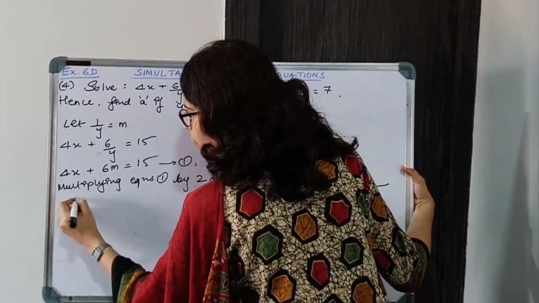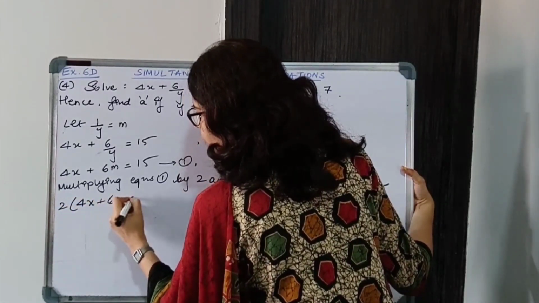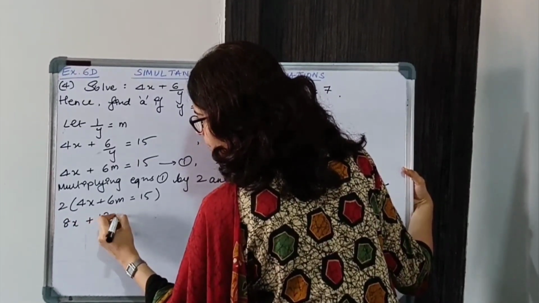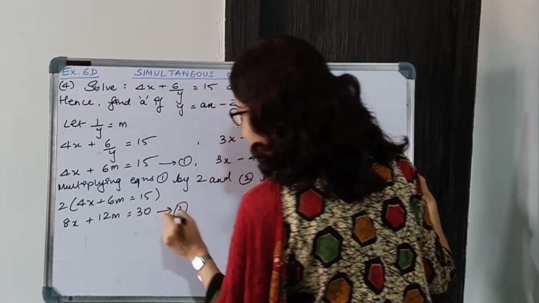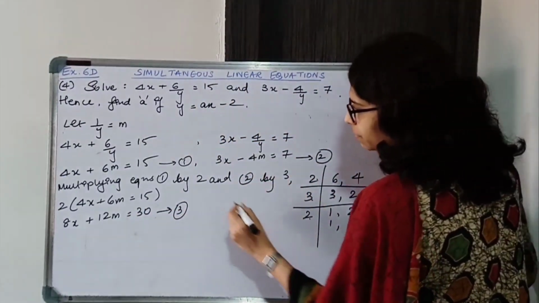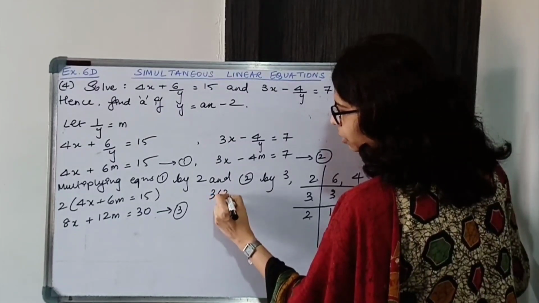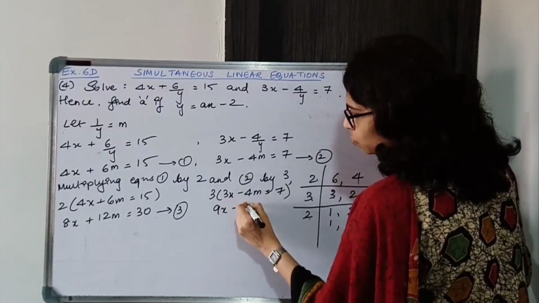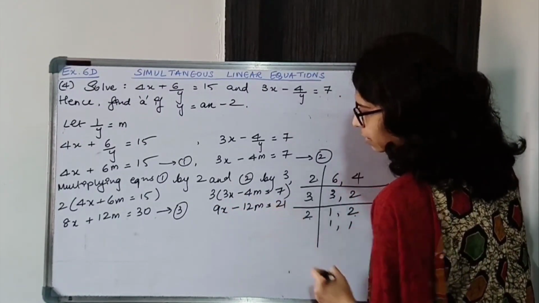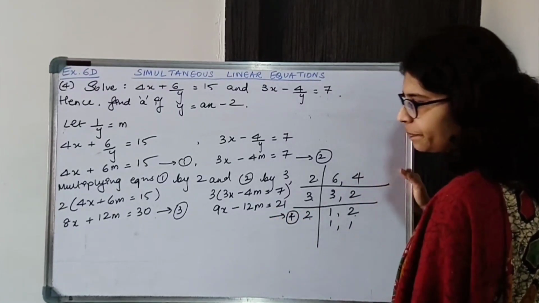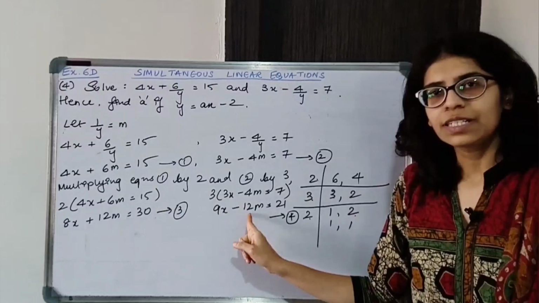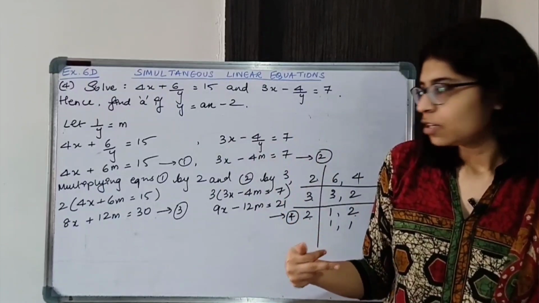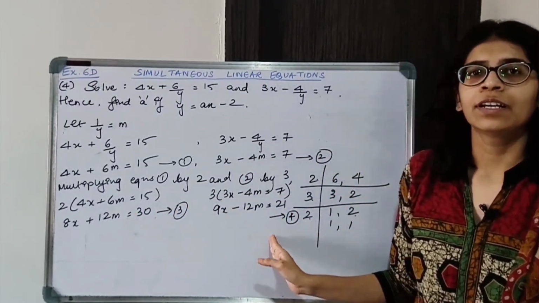So 2 into 4x plus 6m equals 15 gives 8x plus 12m equals 30. Mark this as 3. Over here we'll multiply by 3, so 3 into 3x minus 4m equals 7 gives 9x minus 12m equals 21. Mark this as equation 4. Now we have equal coefficients and opposite signs, here negative and here positive, so we will add the two equations.